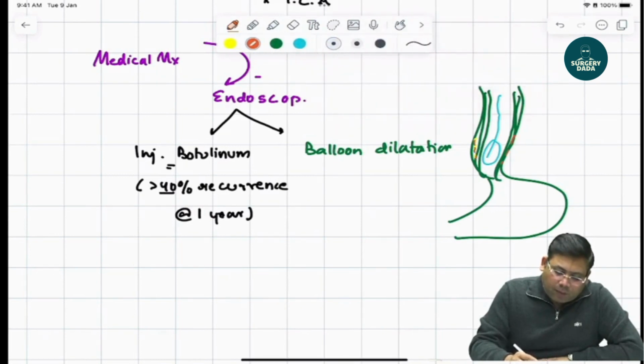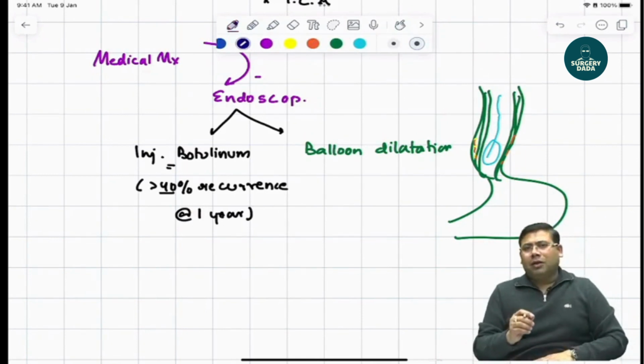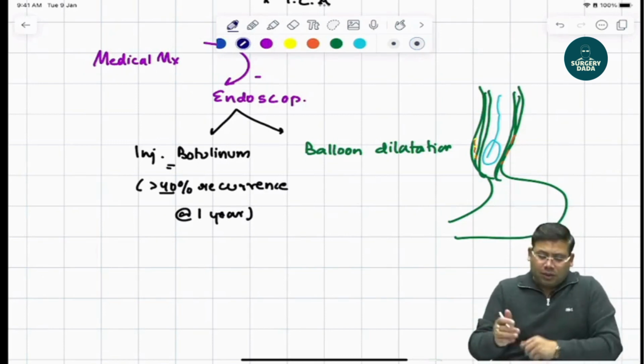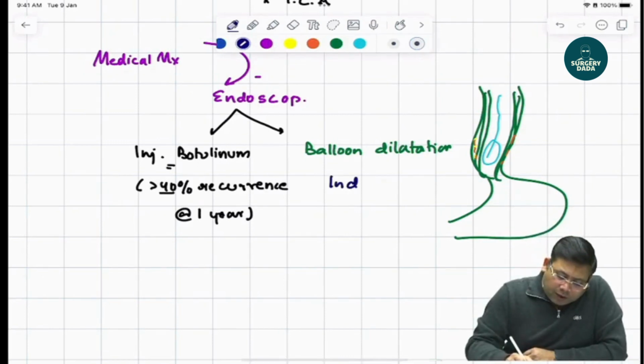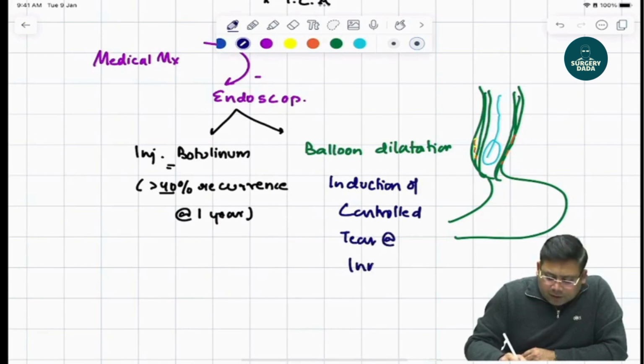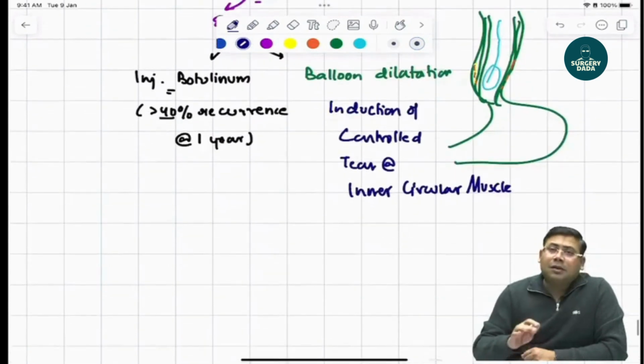What is a big drawback? There could be a possibility that this might cause an esophageal perforation or the esophageal blowout. This is what it is. So the induction of a controlled tear in the inner circular muscles, this is what is known as the concept.